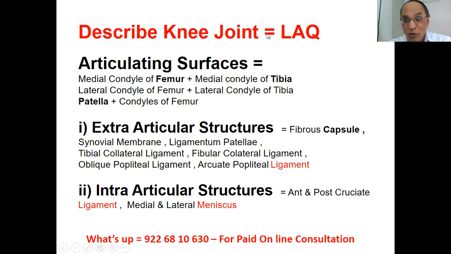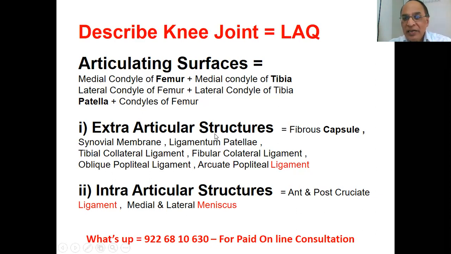Again, the same question. You have to write down all these things. You have to draw the figure. Articulating surfaces: medial condyle of the femur and medial condyle of the tibia. Simple to remember, femur and tibia. Lateral condyle of the femur and lateral condyle of the tibia. Remember the femur and tibia. Okay. Then there is also the patella and the condyles of the femur. These are the articulating surfaces.